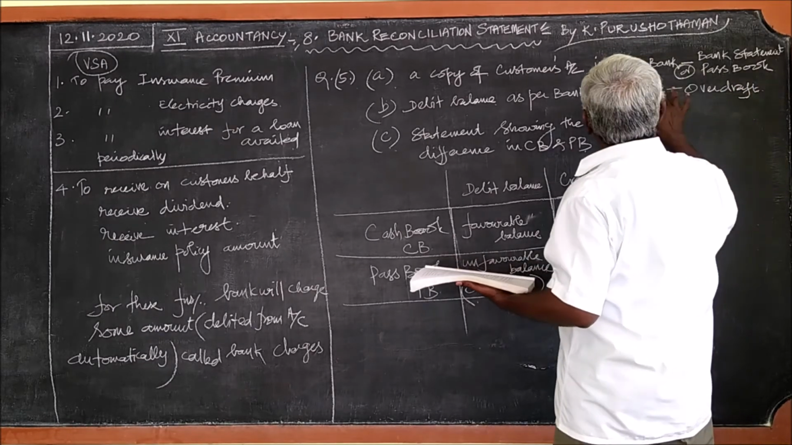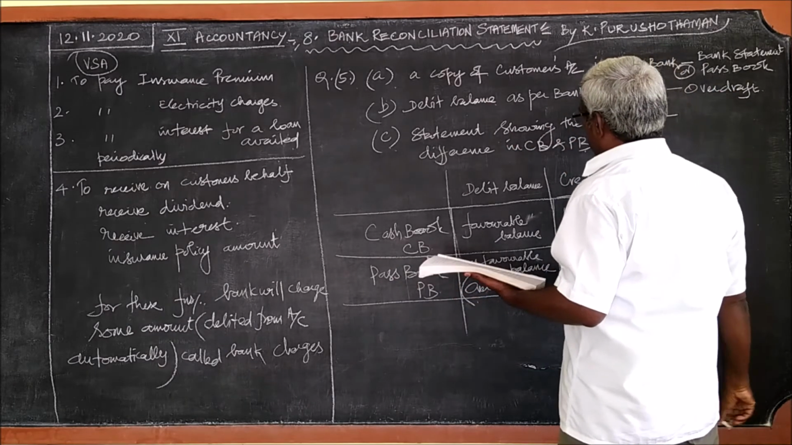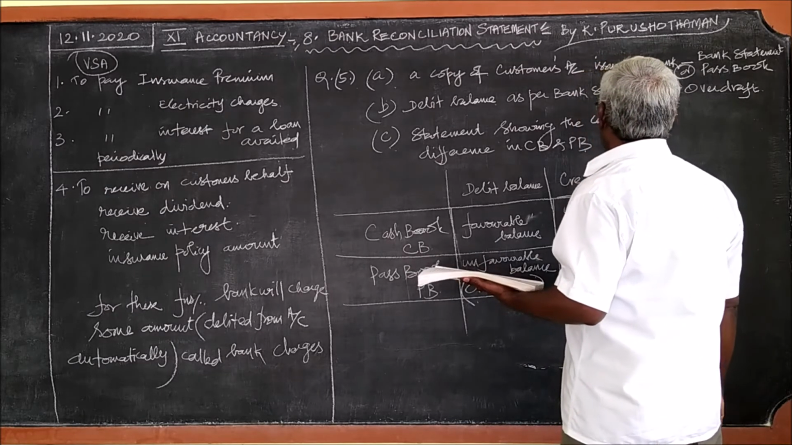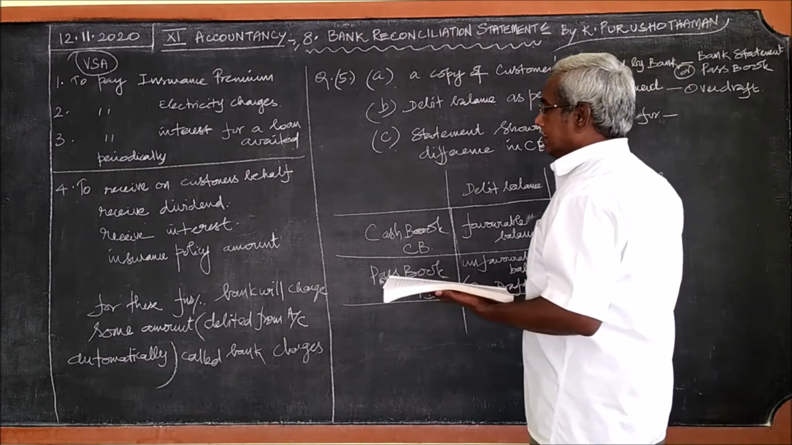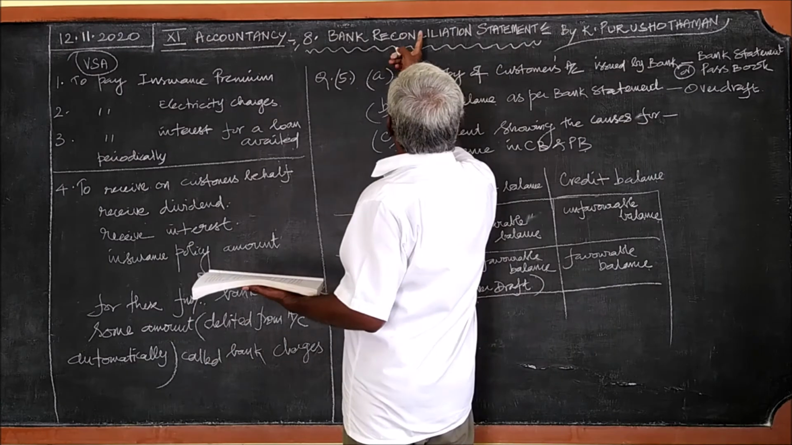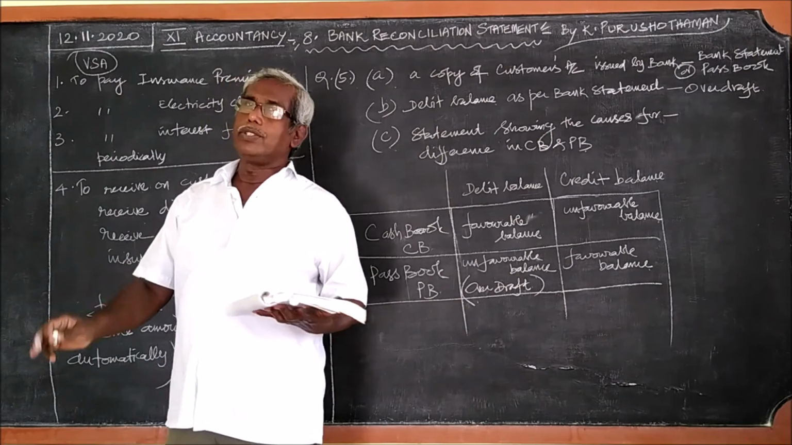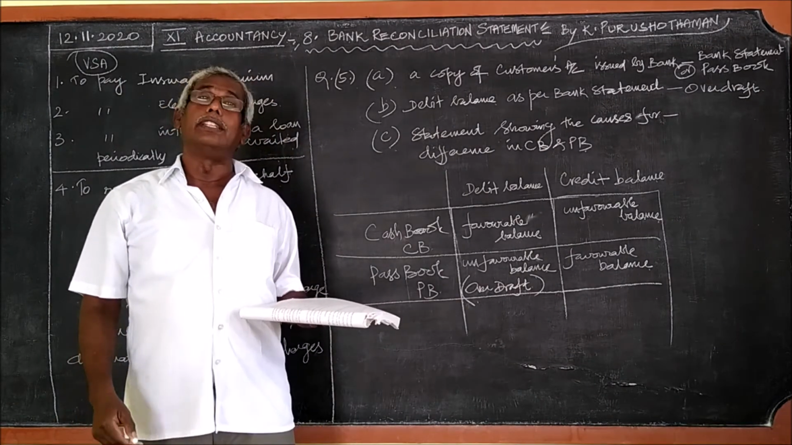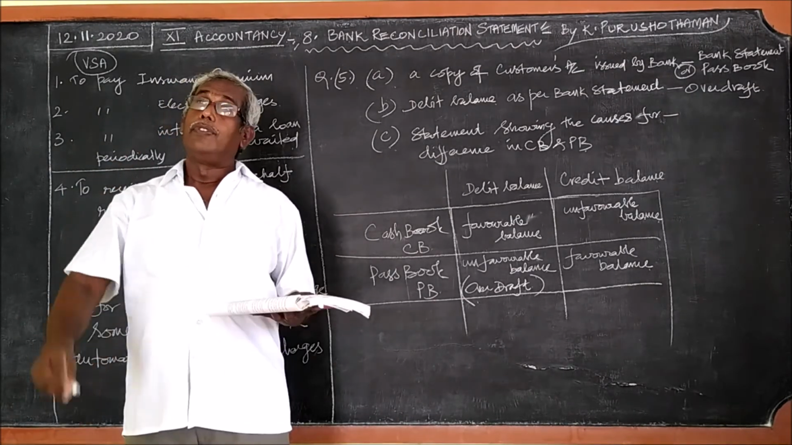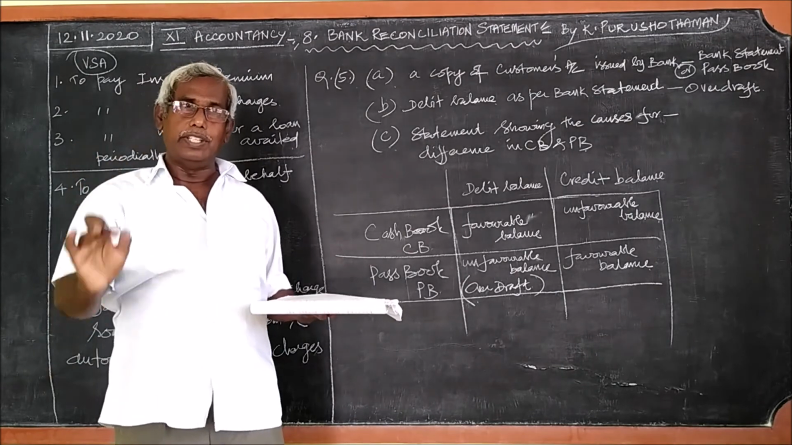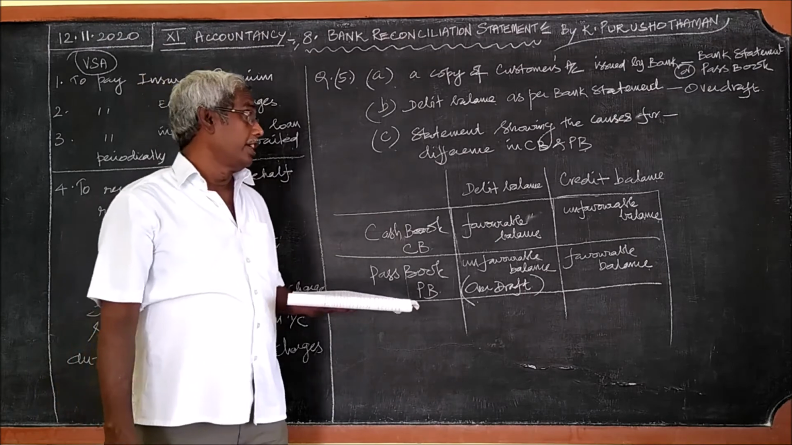This is for the second one. One word, the full sentence is given in one word. The statement showing the causes for difference in cash book and the passbook. Just now I said in the beginning of this lesson, what is bank reconciliation statement? Because of some causes or reasons, the balance in the cash book and the balance in the passbook may differ. Find all those causes, that is reasons. Prepare a statement which is called bank reconciliation statement.